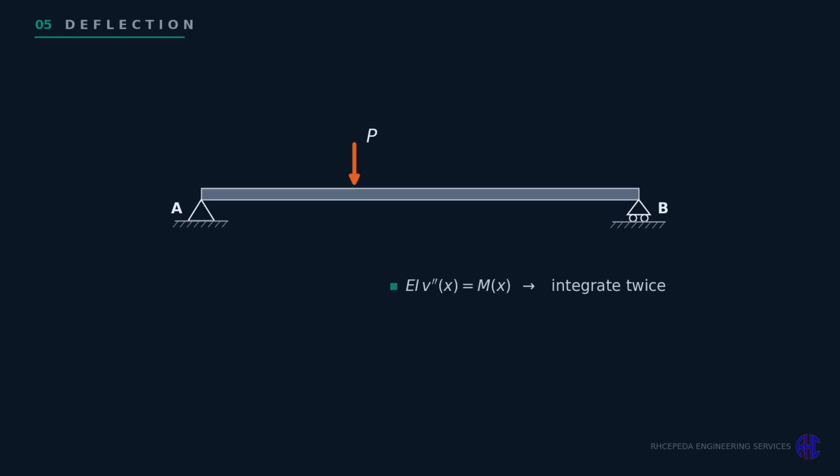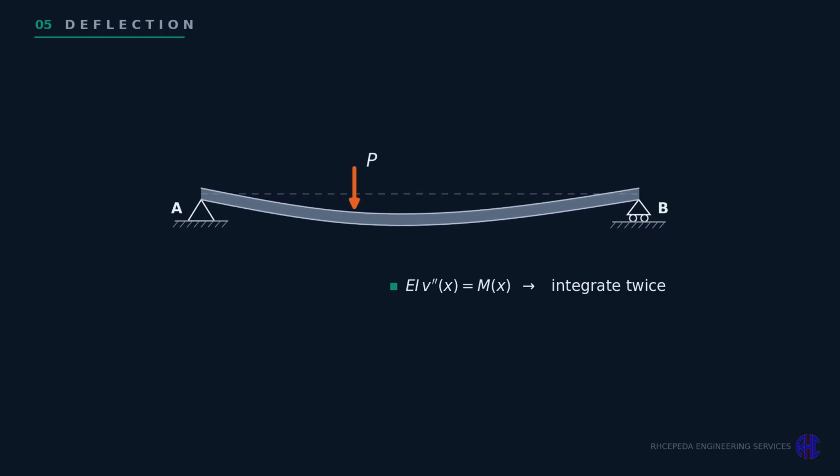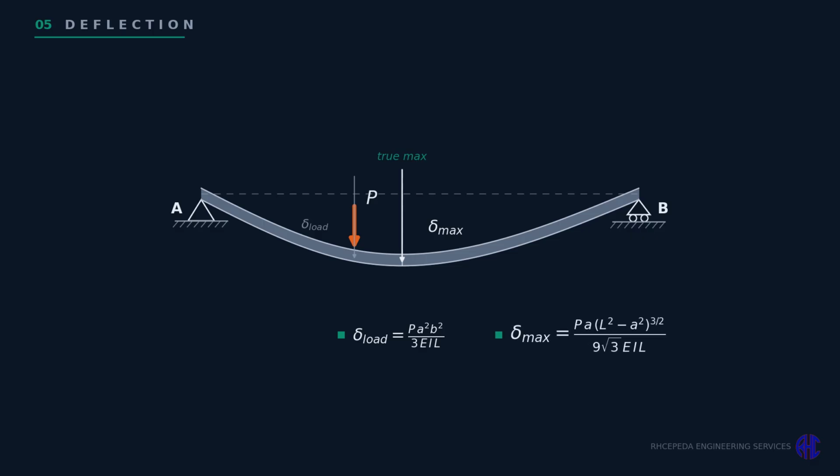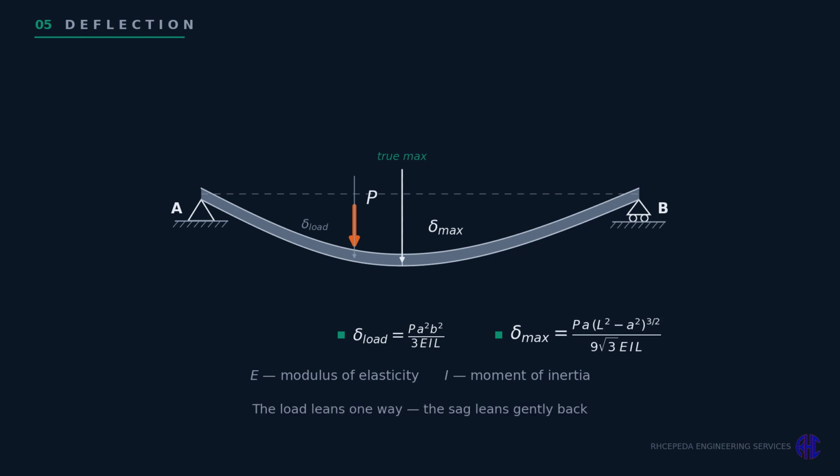The deflection under the load is PA squared B squared over 3LEI. But here's the subtlety, the maximum deflection is not under the load. It drifts toward midspan, settling between the load and the center, with a value of PA times (L squared minus A squared) to the 3/2, over 9 root 3 LEI. The load leans one way, the sag leans gently back.